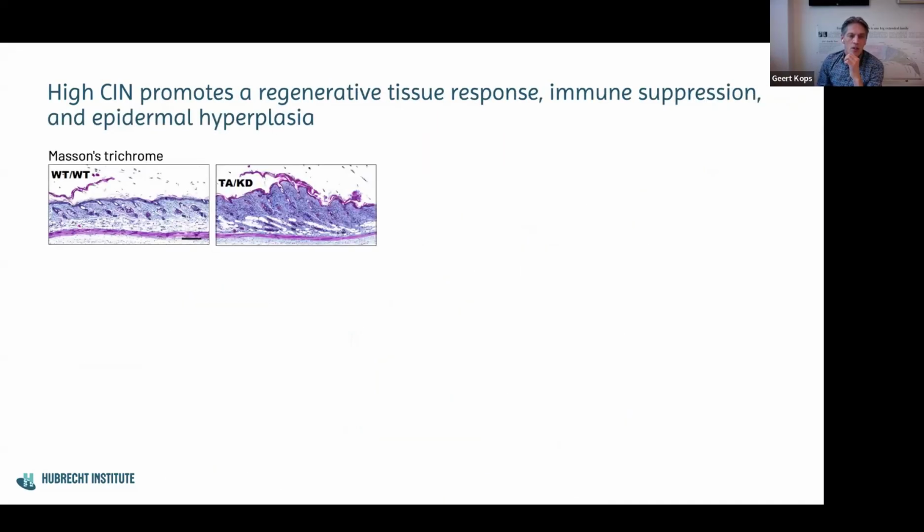So we looked a bit closer at the tissue, and we could see that there's clearly hyperplasia if we just give them chromosomal instability. So we see some things happening here in this Masson's trichrome stain, a thicker epidermis, and we also saw some more cell divisions in these early stages.